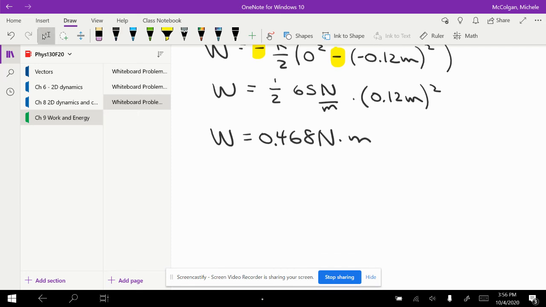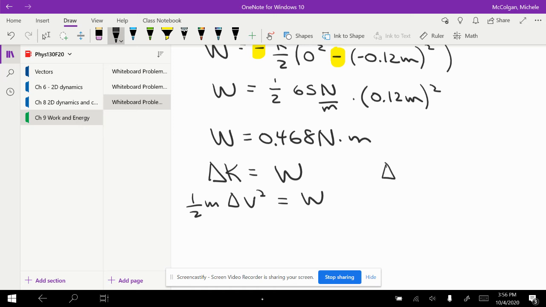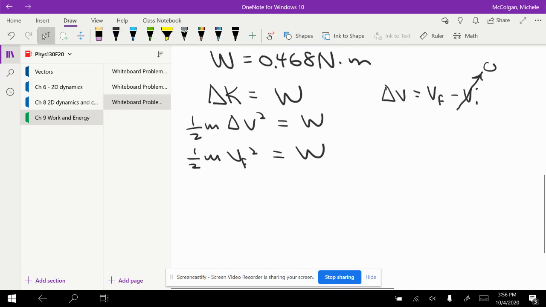We're going to relate this to energy, to our kinetic energy. So delta K is equal to our work. Delta K is 1/2 m delta v squared, which is equal to work. And delta v is v final minus v initial. In our case, v initial is 0. So we have 1/2 m v final squared is equal to work. So we're going to multiply both sides by 2 and divide by m.